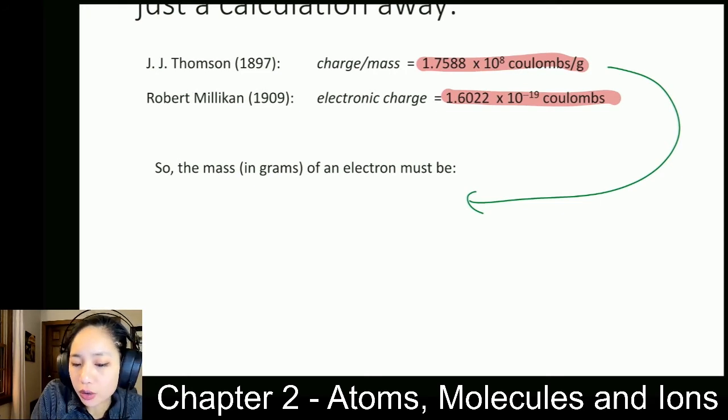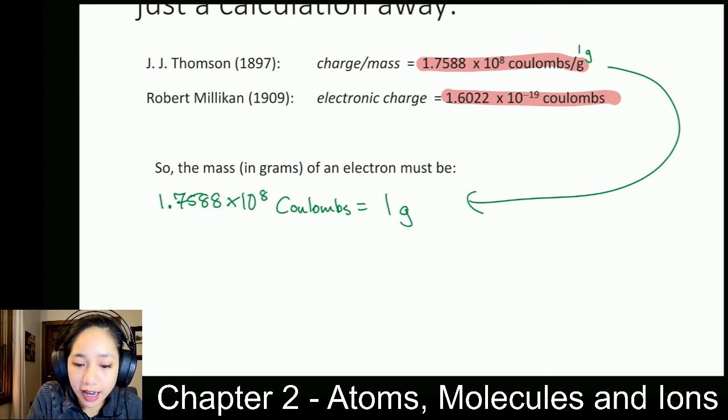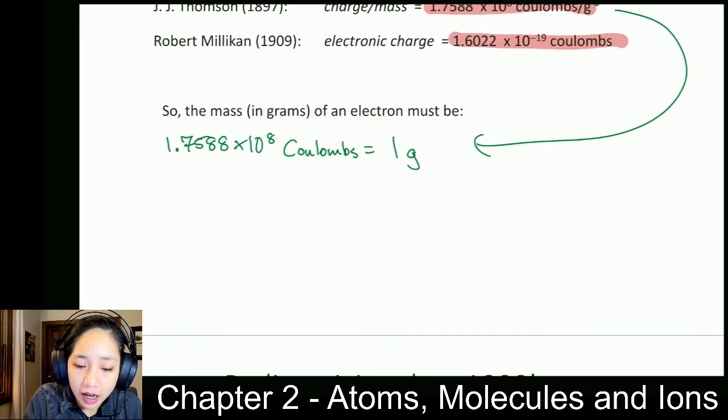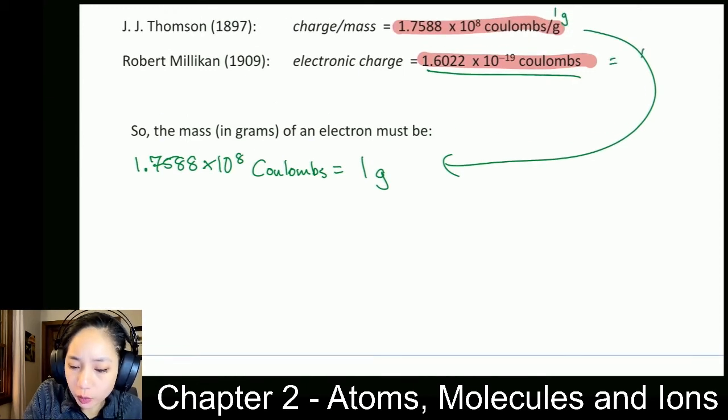So if we take a look at the unit, 1.7 times 10 to the 8 coulombs per gram. It's per 1 gram, because gram is in the denominator, so there's an implied 1 there. So if we wrote out an equality there, we can say 1.7588 times 10 to the 8 coulombs equals 1 gram of electrons. That's how much charge 1 gram of electrons would have. Well, Millikan got the charge of a single electron, which is here. So this is the charge of 1 electron.